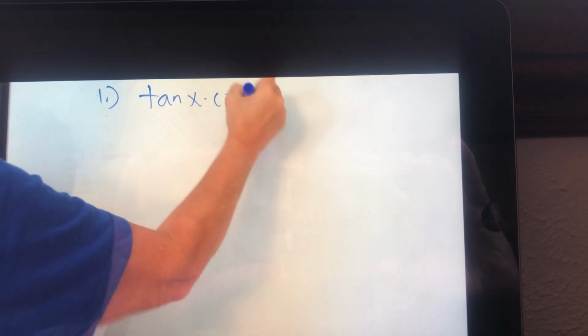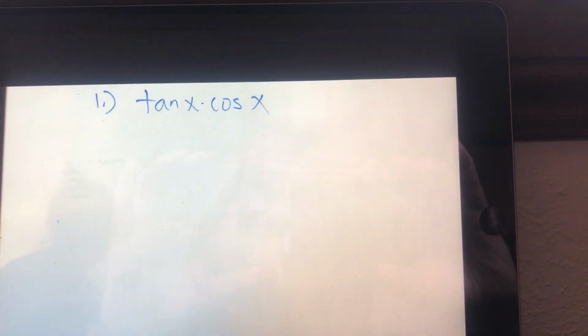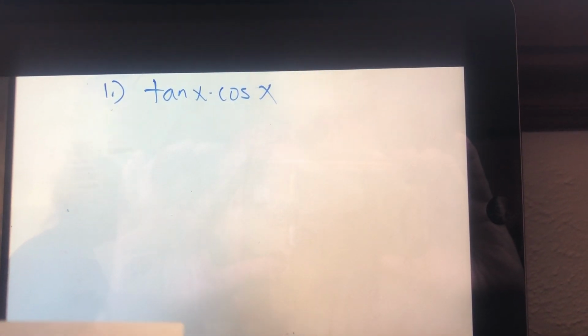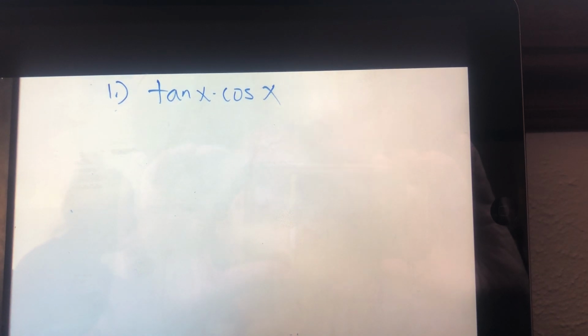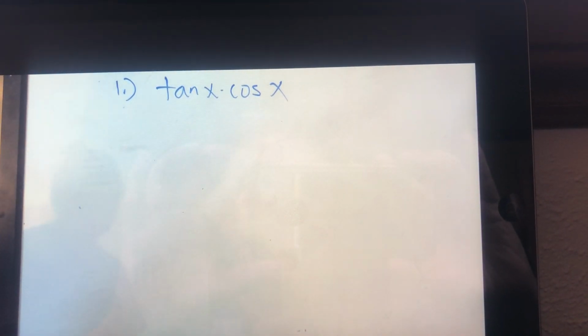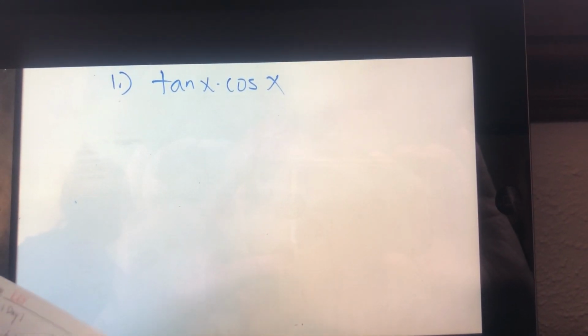Okay, so number 1, we've got tan x times cosine x. One thing I want to tell you guys as I post answer keys throughout this unit, some of these have several different ways to do the problems. So please keep in mind that just because you did it different doesn't mean that you did it wrong, okay? And something I wrote on the notes was to switch to sine and cosine a lot, okay?